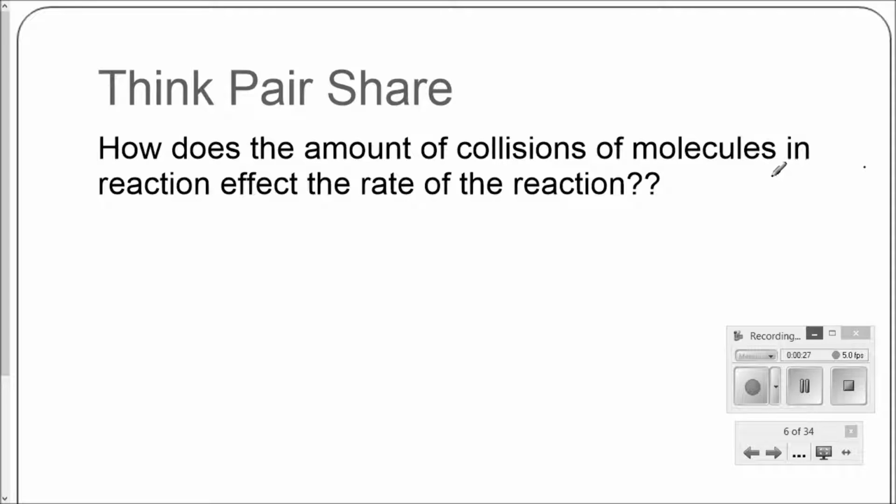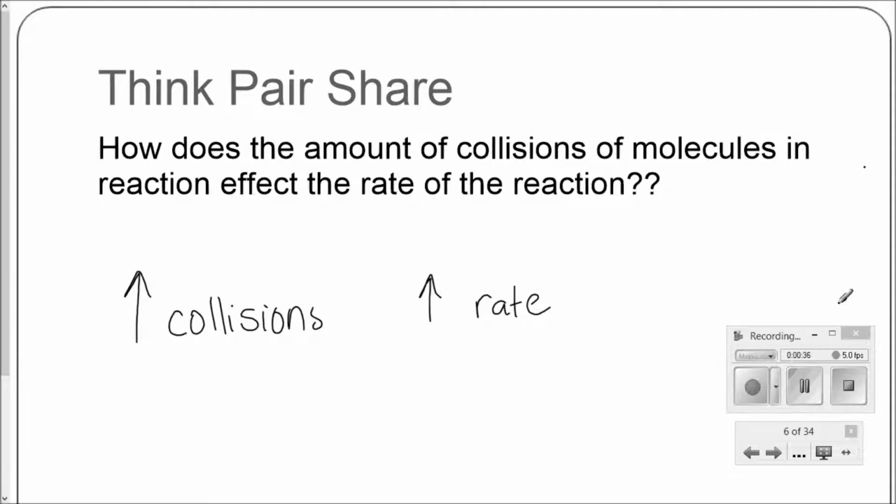So how does the amount of collisions of molecules in the reaction affect the rate of reaction? Take a moment, think about it. You should have shared with your mom: increase the collisions, increase the rate. Pretty straightforward. So here we go, let's get into a little bit more detail.